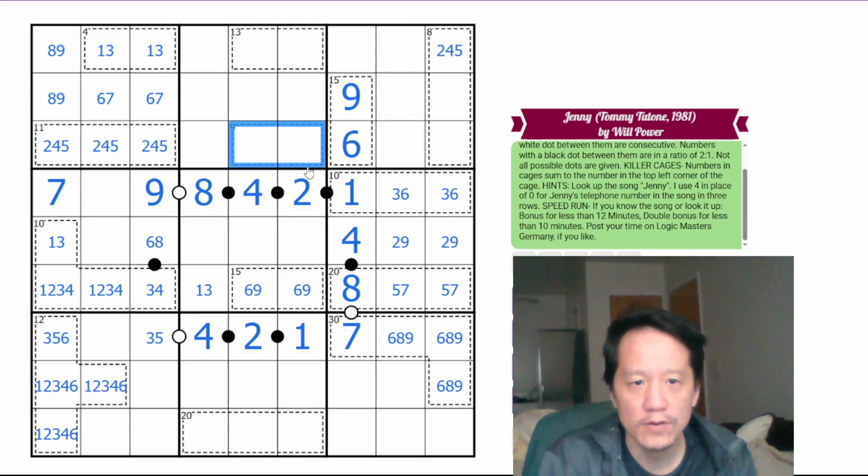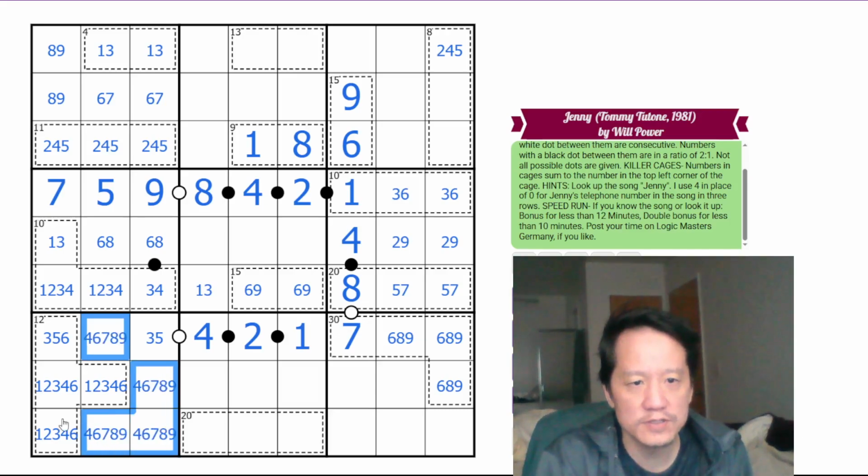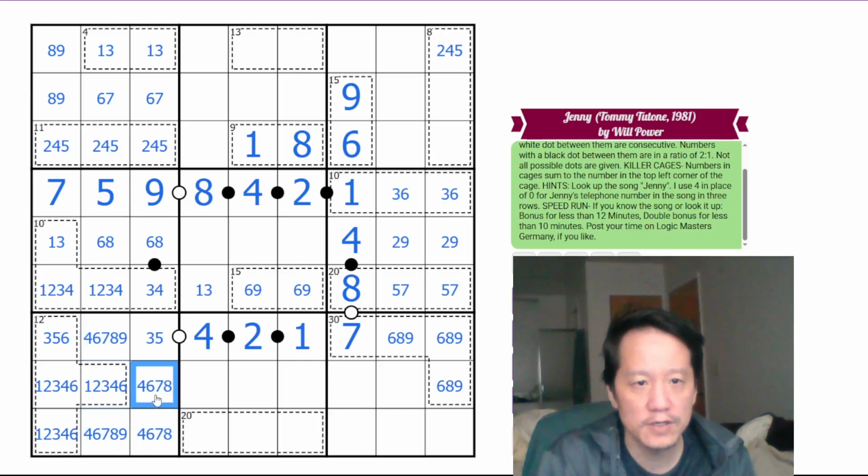No 2. Okay, so this is 1 and 8. This can't be 8. This can't be 1. 4, 2, and 9 are here. This is a 5. So this is a 6, 8 pair here. This can't be, yeah. So we have no 1, 2, 3, or 4, 5. 4, 6, 7, 9. This can't be 9 here.